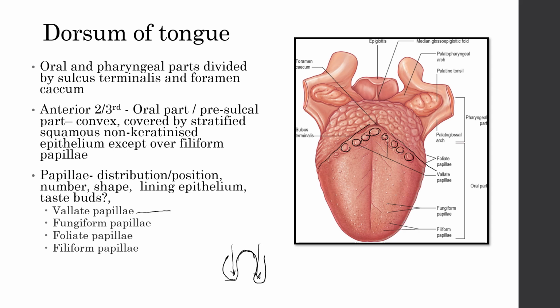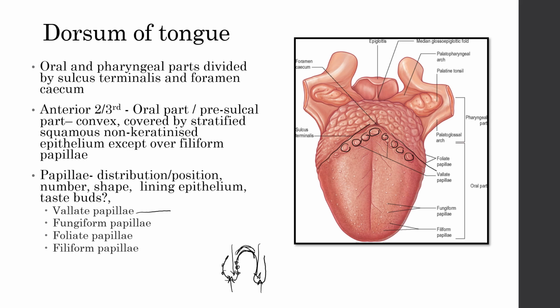Now the lining epithelium is stratified squamous non-keratinized epithelium, and by the sides of this trench or sulcus there are taste buds present. At the base of this sulcus there are openings of the serous glands of the tongue. These are called von Ebner's glands. Their secretion helps to dissolve the food particles so that the taste sensation can be appreciated.